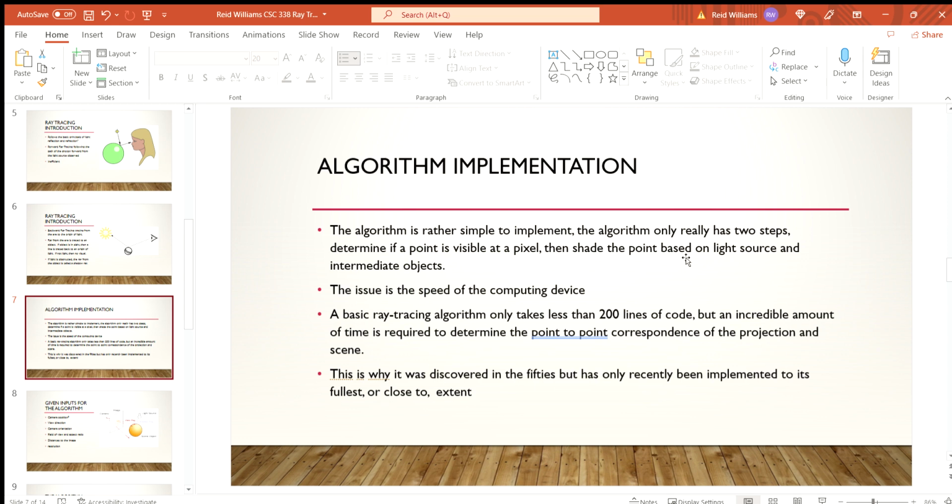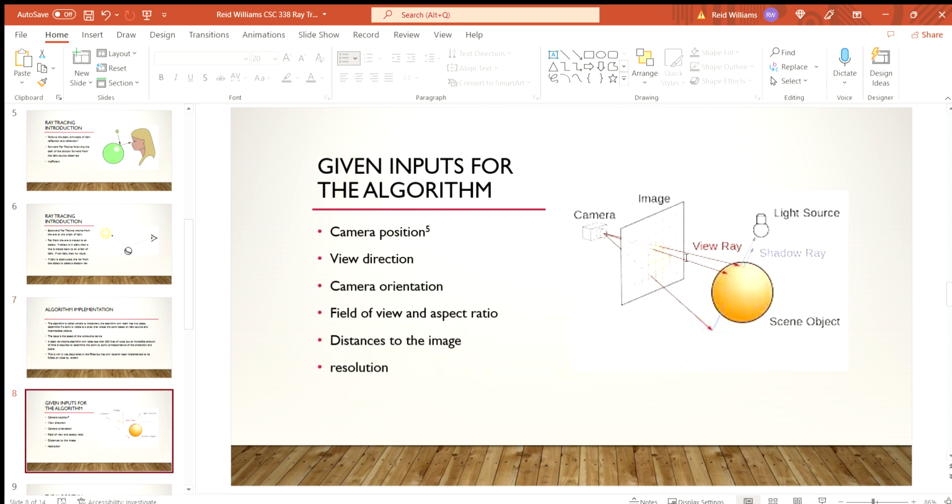The algorithm itself can take less than 200 lines of code, but the amount of time to determine the point-to-point correspondence of the projection and scene is quite high if you don't have a computer with high enough processing power. So once again, this is why it was discovered in the late 60s, but only recently is being implemented to its fullest.